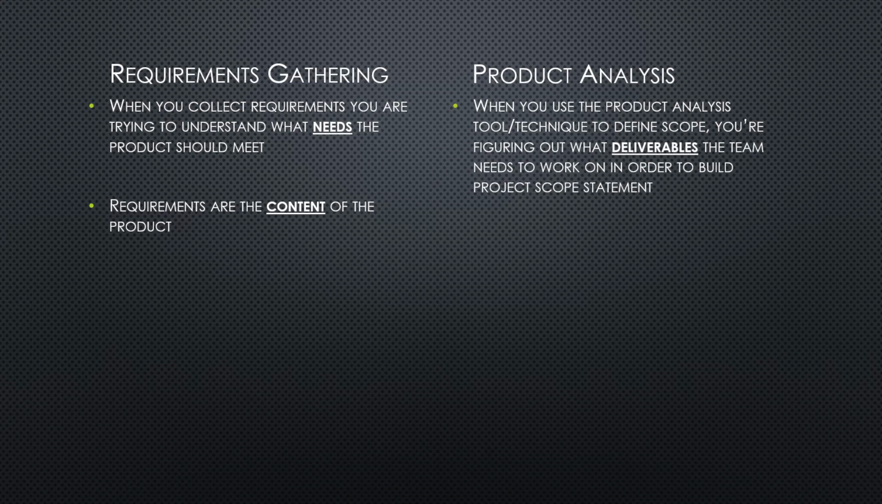Now, when we talk about product analysis, which, like I mentioned earlier, is one of the tools and techniques of the define scope process, when you use the product analysis technique to define scope, you are figuring out what deliverables the team needs to work on in order to build the project scope statement. So here you're talking about deliverables. You're figuring out what you need to deliver as a project team, whereas in requirements gathering you were trying to understand what are the needs that the product of the project should meet.